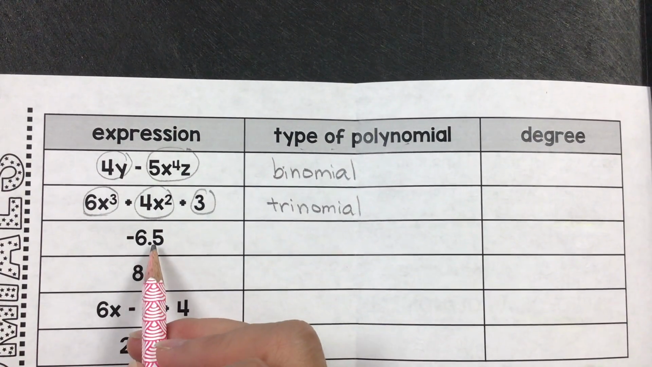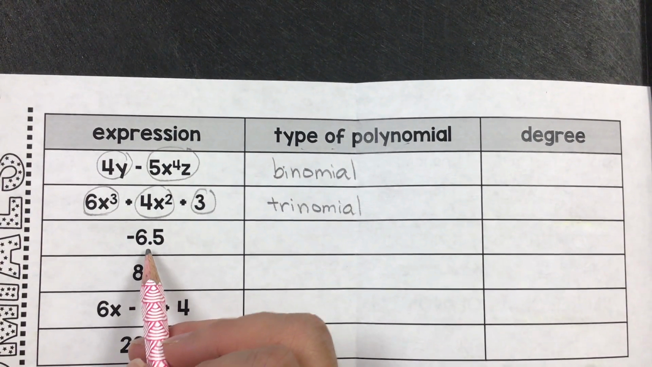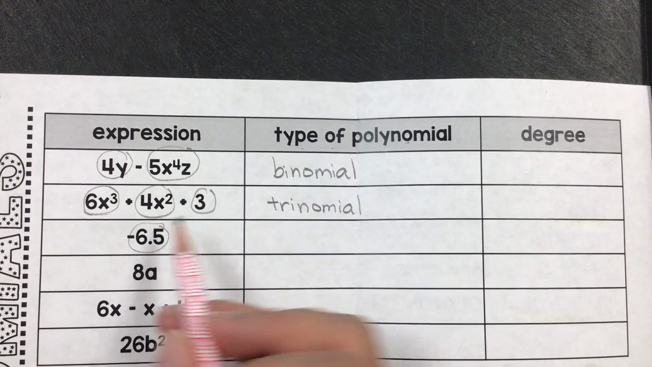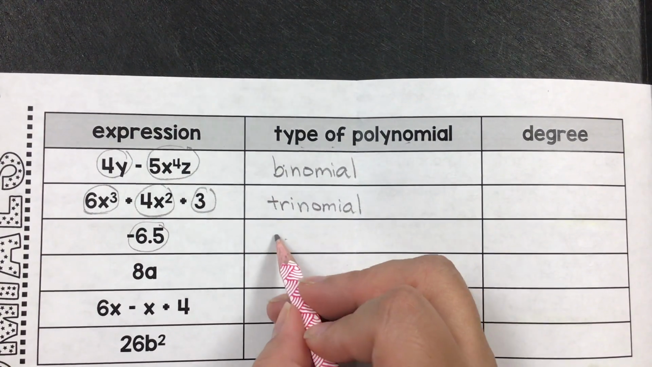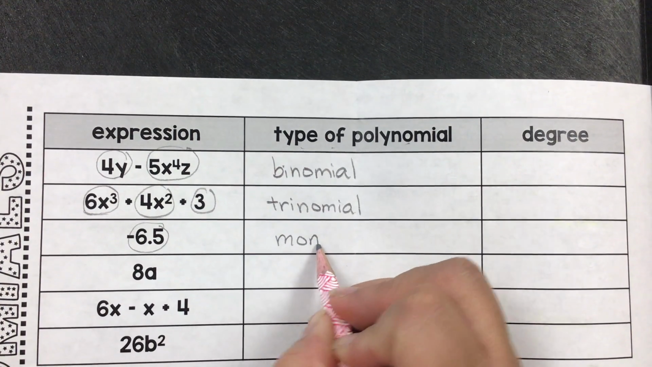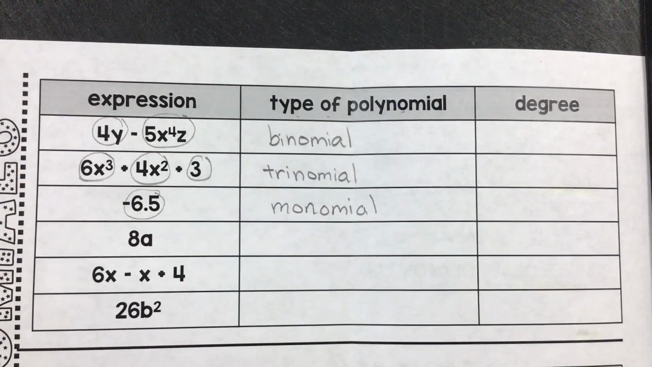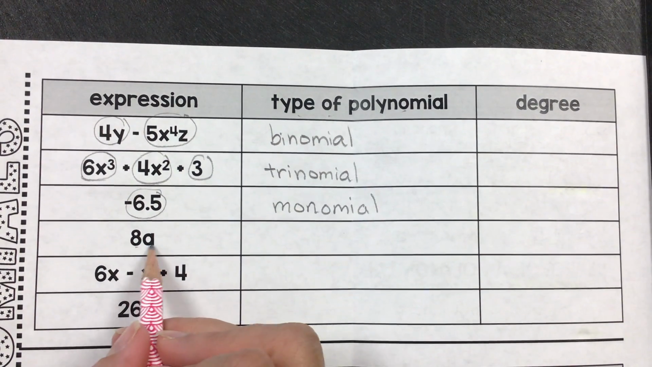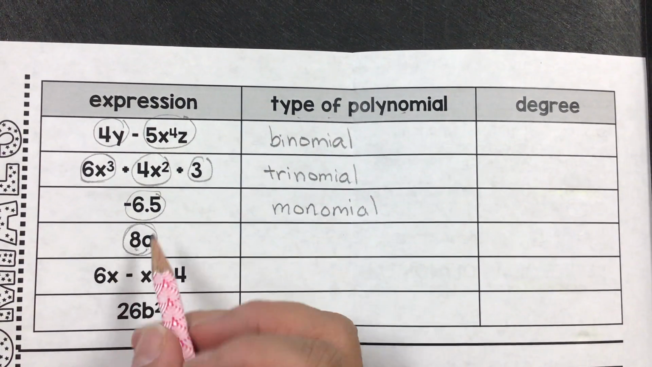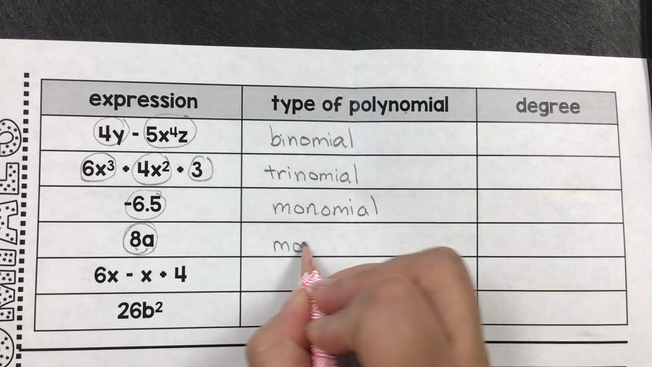This one is just a constant, that means just a number. So this one is called a monomial, because it's just one. If you even have a product of those two, remember it's just one of them, still making it a monomial.